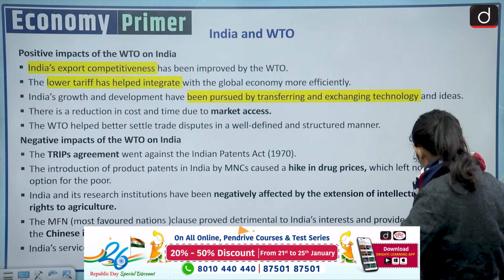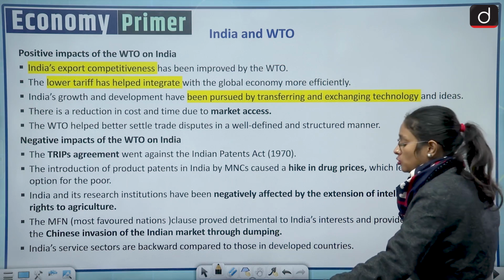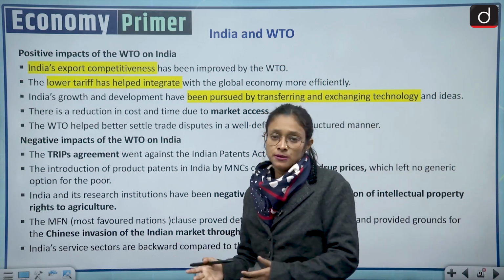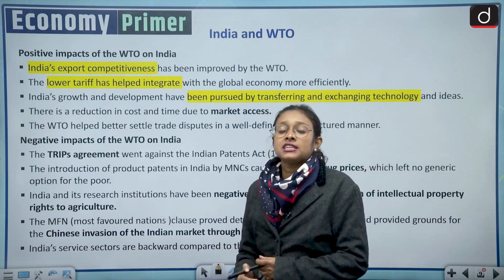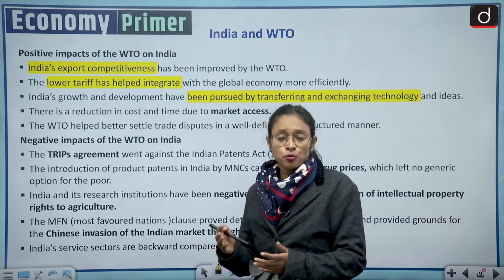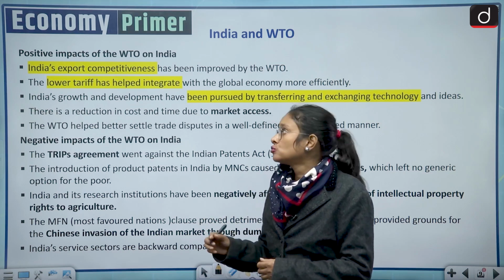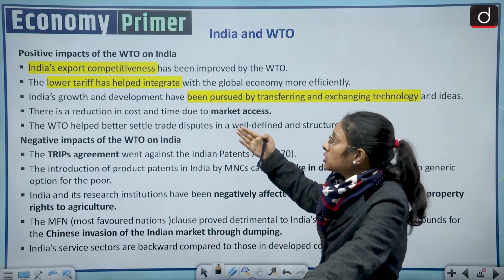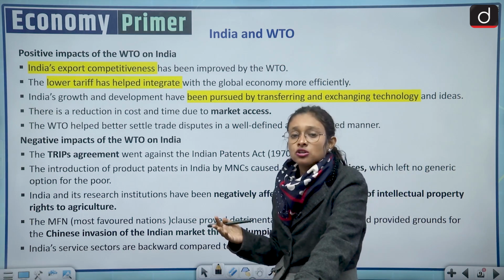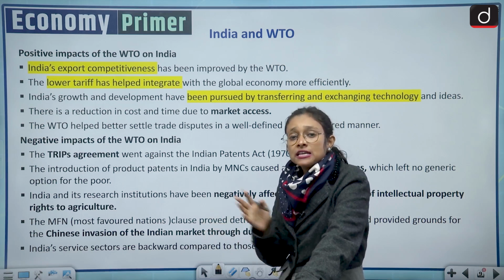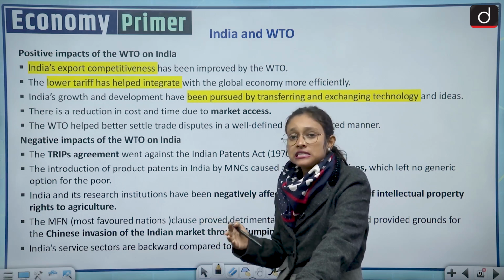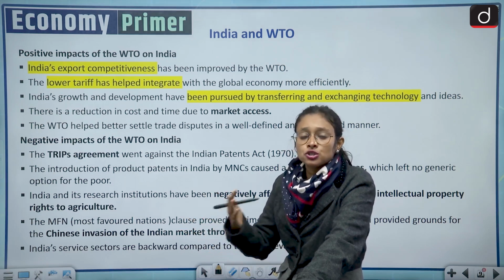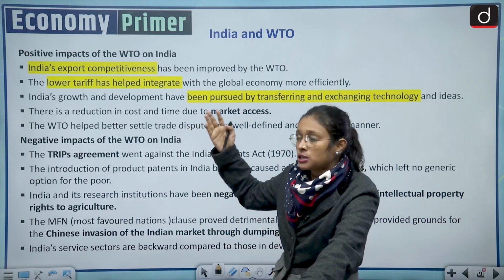Moving to the next one, which is India and the WTO. Here we will study how much India has been impacted by the WTO, and there are both positive and negative impacts. So first of all, we'll go through the positive impacts of the WTO. India's export competitiveness has risen because of the WTO. In a globalized world, export competitiveness is the need of the hour. If you are not competitive, you will not know how much worth you have. So this has been boosted by the WTO.